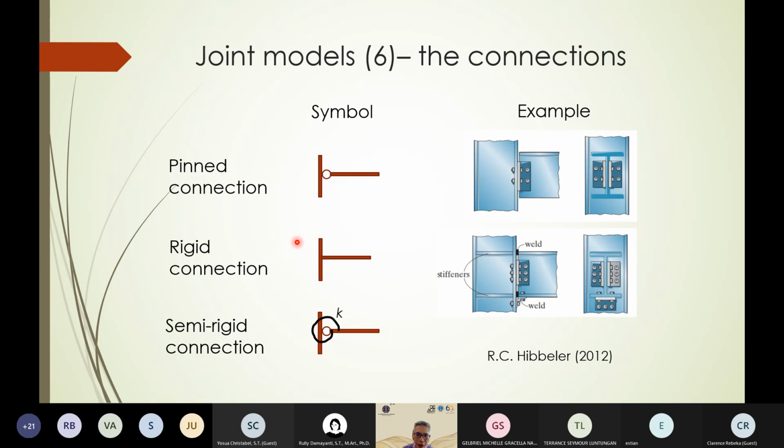For rigid connections, in addition to the T section, maybe we need to weld here, and also use a stiffener. So the column here can receive the bending moment as well. For semi-rigid connection, it is between these two.